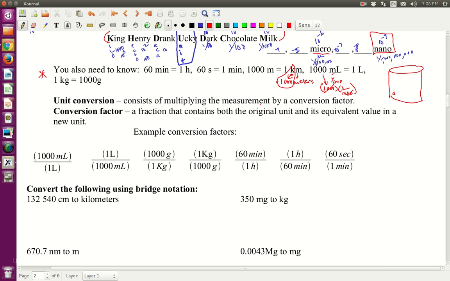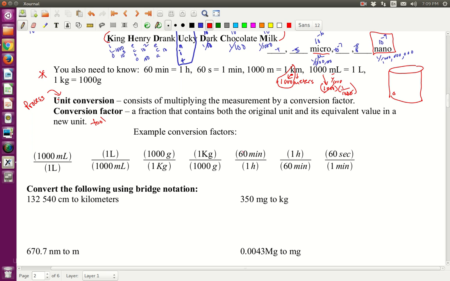Now, a unit conversion consists of multiplying a measurement by a conversion factor. So the unit conversion is the process you're going to do. I'm going to convert one unit into a different unit. And a conversion factor is just a tool that you use to make this happen.